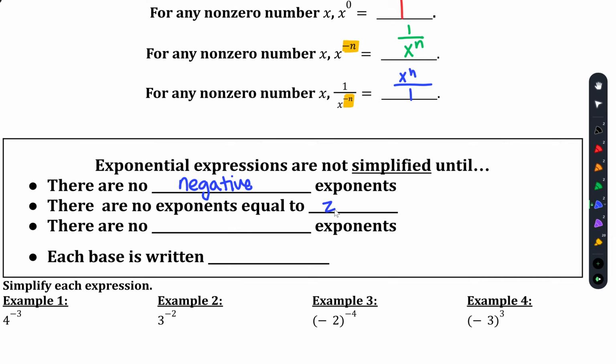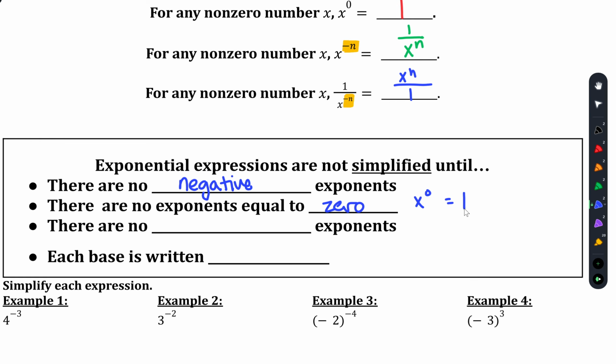And there are no exponents equal to 0. So if I have x to the 0th power, I want to switch that into a 1. We're always doing multiplication in these, so if I switch that into a 1, it's just kind of going to disappear. It's going to be invisible. We don't have to write it. So x to the 0th power just kind of cancels out.